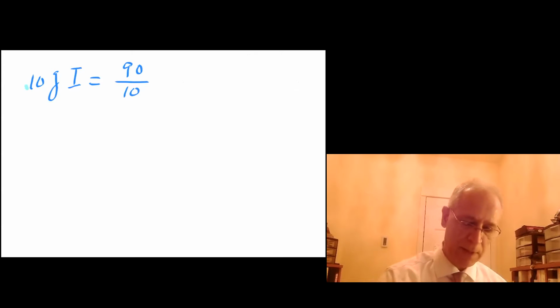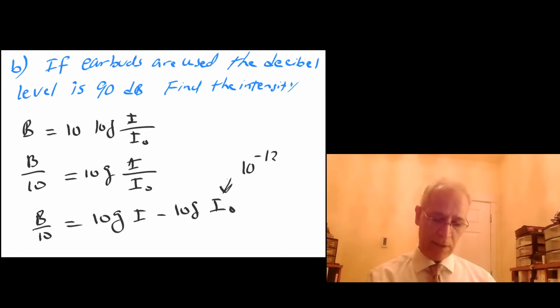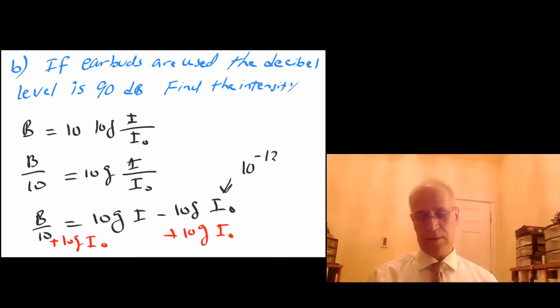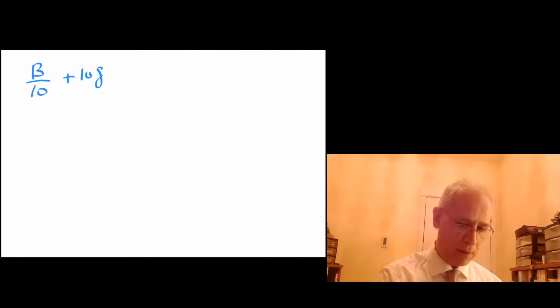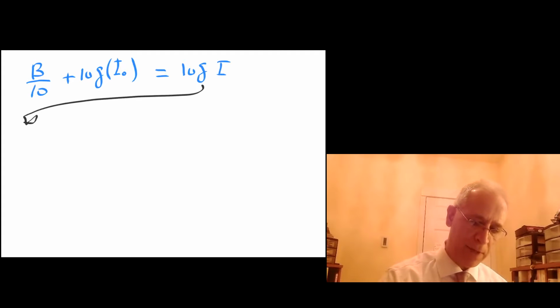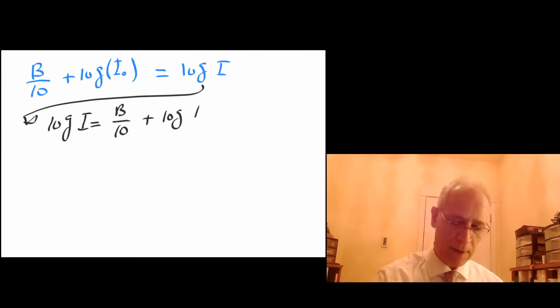So I think I'm missing one step here. Let me see where I left off on the previous page. I'm not taking any shortcuts. Okay, here I have this. So I'm going to go ahead and add log I naught to both sides. Now I can go to the next page and have B over 10 plus log of I naught equals log of I. Let me put this on the left-hand side, I like that better. So log of I equals B over 10 plus log of I naught.